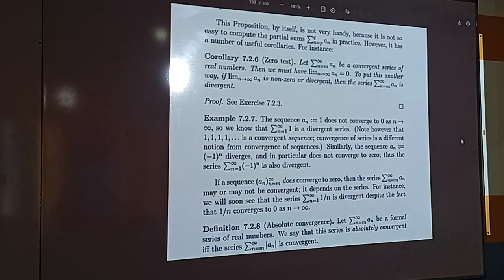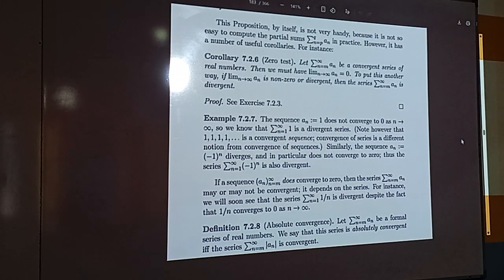Convergence of series is a different notion from convergence of sequences. Similarly, the sequence (-1) to the n diverges. Why? Sigma n going 1 to infinity of (-1) to the n diverges. Why? It doesn't have a limit. From the zero test, it doesn't have a limit, and in particular does not converge to 0. Actually (-1) to the n doesn't converge to 0. Thus the series is also divergent.